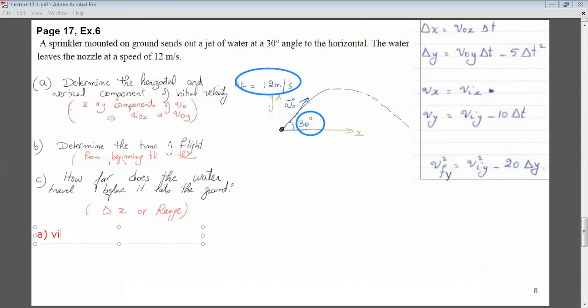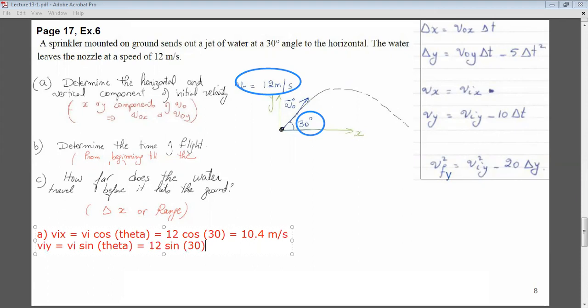Here you have to remember v initial x is v initial cosine theta, and this is equal to 12 cosine of 30, and the answer is 10.4 meters per second. V initial y is v initial sine theta, which is 12 sine of 30, and this is equal to 6 meters per second.